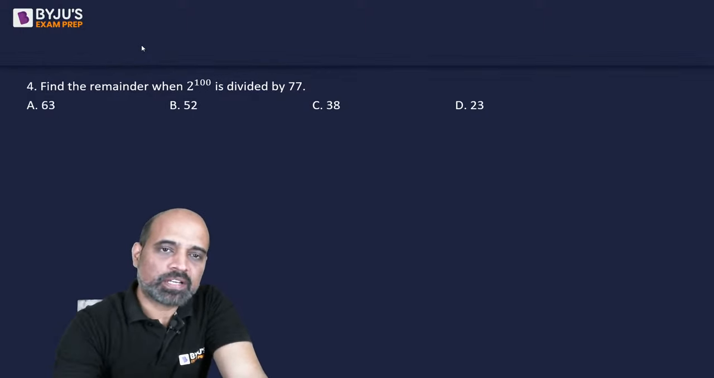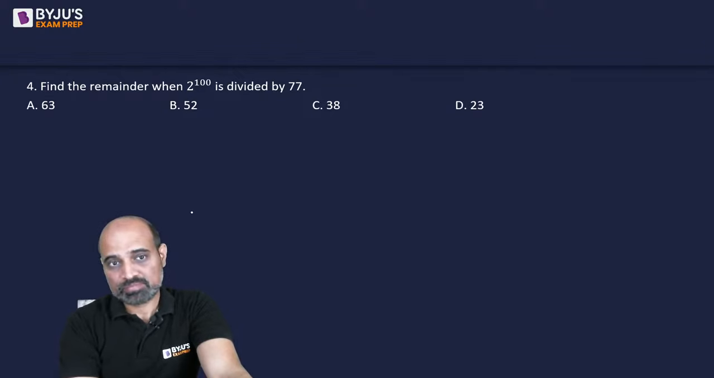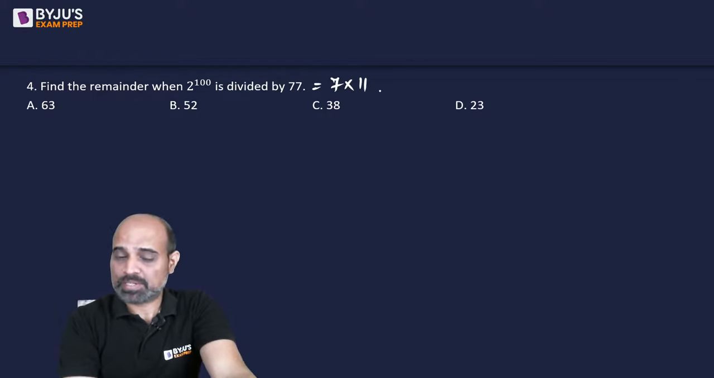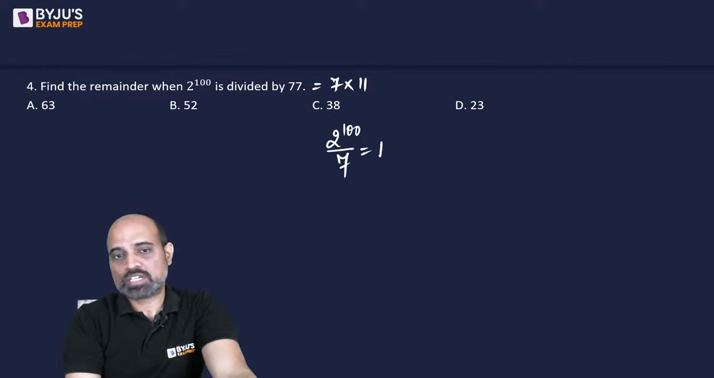Okay, next one. Find the remainder when 2 to the power 100 is divided by 77. Now 77 is again a composite number. We'll be using CRT again. 77 can be written as 7 into 11. So we will first try for 7. So 2 to the power 100 when divided by 7, what is the remainder? This is what we need to find out.